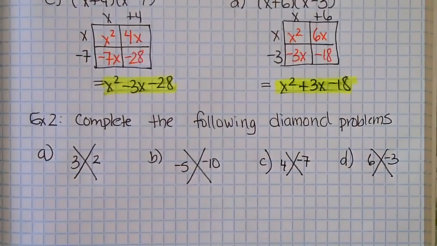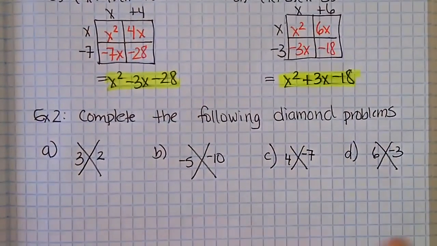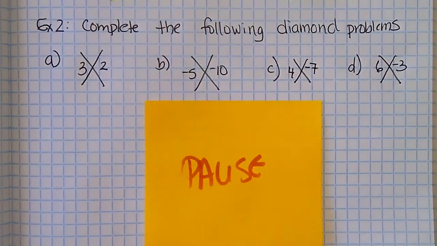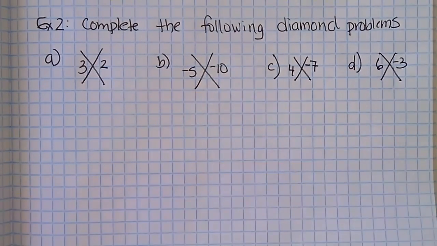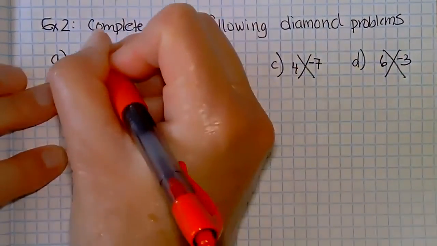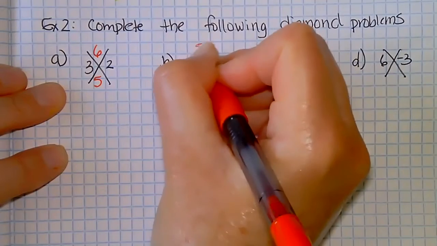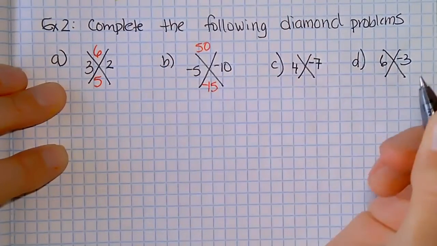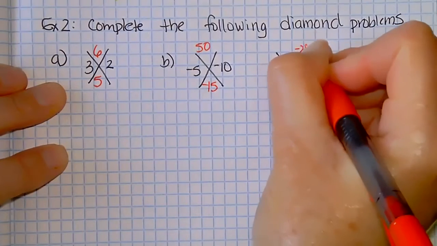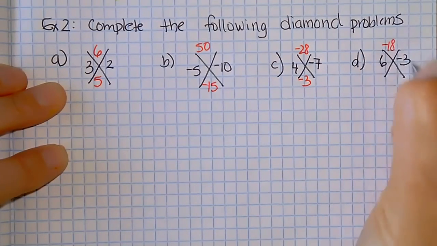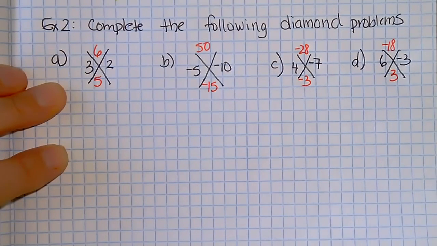So if you guys want to pause right now, work these out, and then come check your answers, okay? So pause. Okay, so working these out, I should have gotten 6 when you multiply, 5 when you add, 50 when you multiply, negative 15 when you add, negative 28 when you multiply, negative 3 when you add, negative 18 when you multiply, 3 when you add.